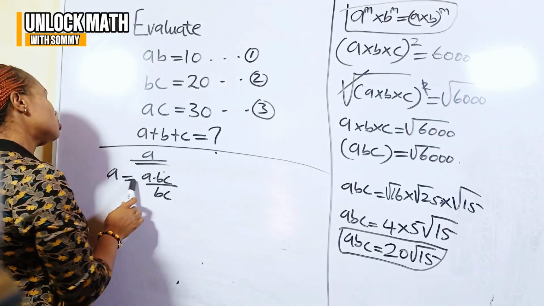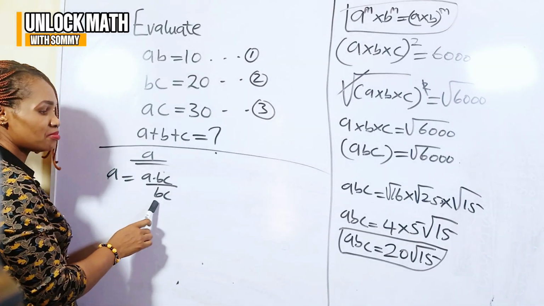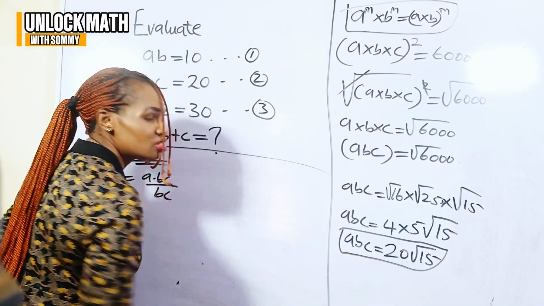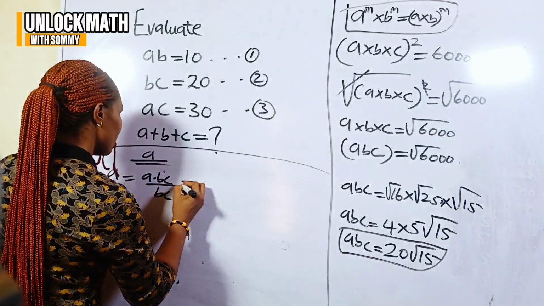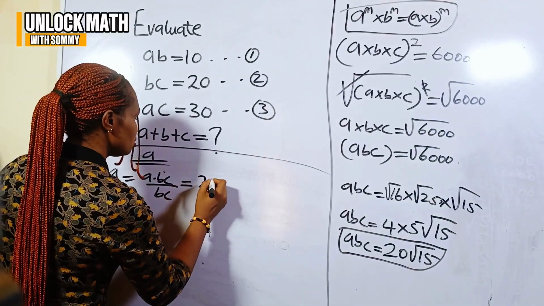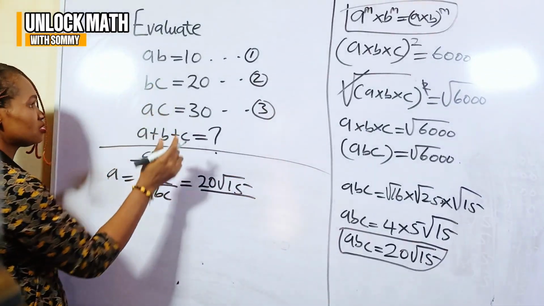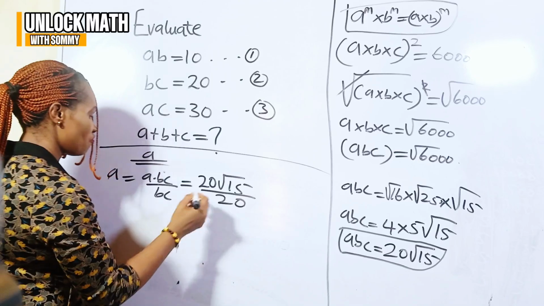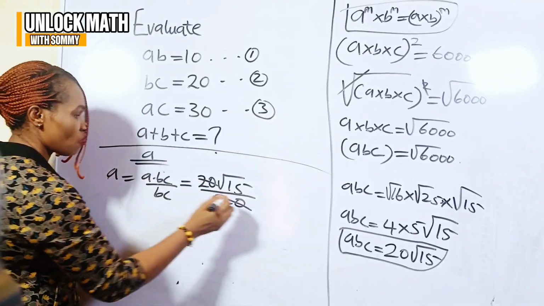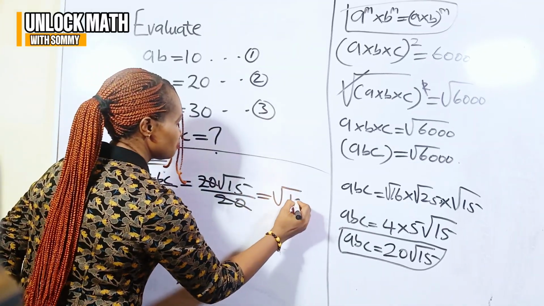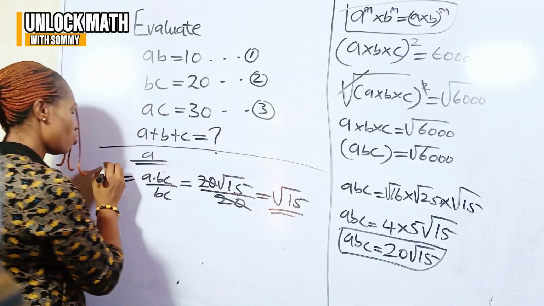Now we are looking for the value of our A. So, to get it, we have ABC divided by BC, and our ABC is 20 root 15. Therefore, we now have 20 root 15, all divided by our BC, which is 20. Therefore, if we cancel out, the value of our A will now be root 15. That's the value of our A.